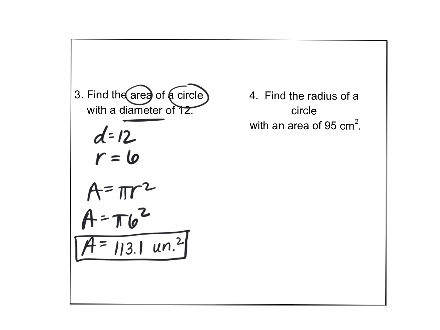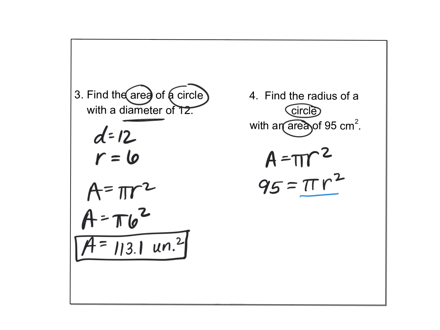Number 4, find the radius of a circle with an area of 95. Circle area. Formula is pi r squared. Plug in what you can. It says the area is 95, so 95 is the A. Pi stays pi. And then it says find the radius, so we don't know that, so we'll just leave that r. And now you're going to have to work backwards and try to solve for r.